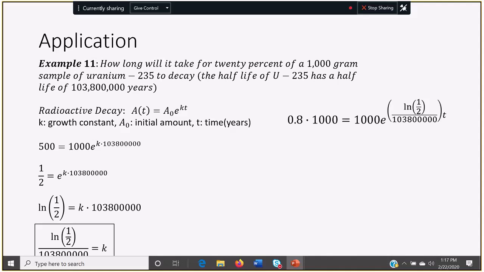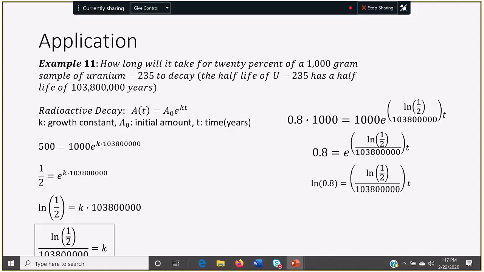So now I plug that into my equation again. I have my initial amount, 1,000. I want to find how long it'll take for 20% to decay, so after 20% decays I will have 80% of the original amount. So 0.8 times 1,000, and then I plugged in my k, and I'm trying to solve for t. So I divide both sides by 1,000, so 0.8 is equal to my exponential.